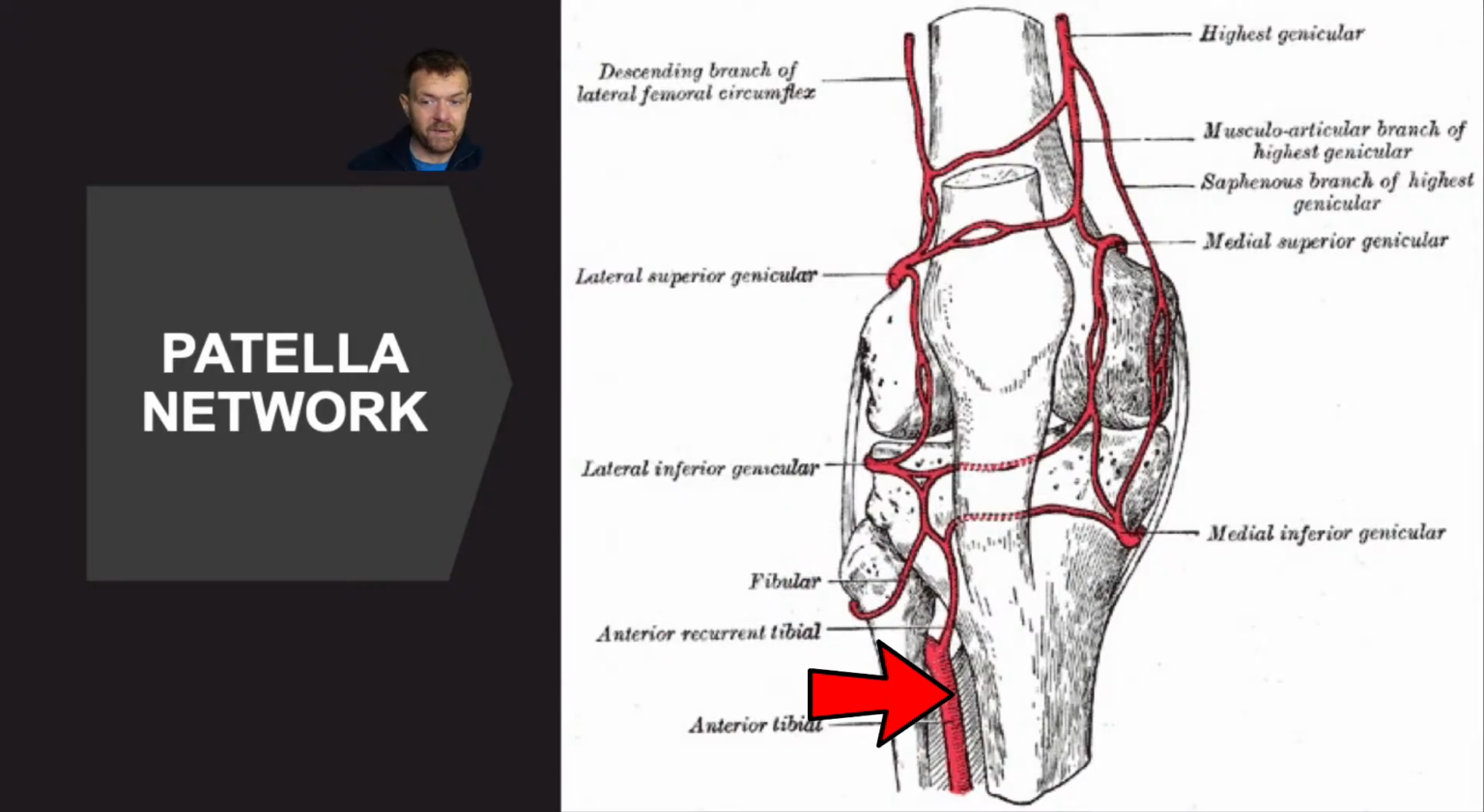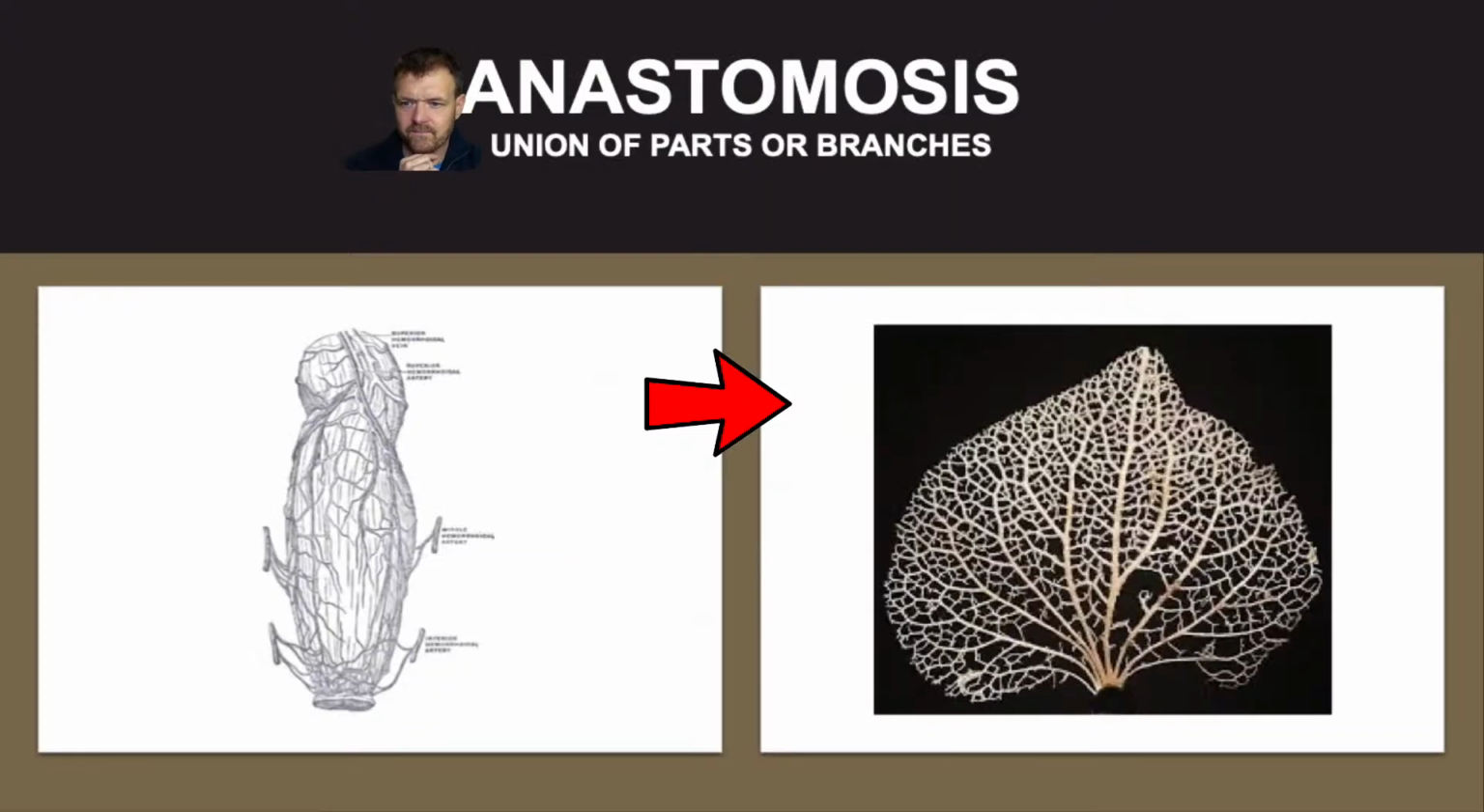So even when it's past the knee, you've got one going back to help out with blood supply as well. Yeah, so there's loads of these little connections all around the knee. And that is, I think, probably one of the best pictures to describe what an anastomosis is. It's a union of parts, or branches all joining together.